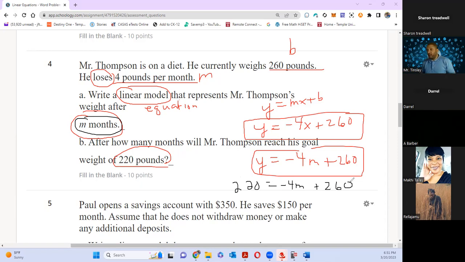And now we have to solve for m. If I need to solve for m, I need to get rid of this 260. So I'm going to subtract 260 from both sides. Whatever I do to one side, I do on the other. So I get minus 40 equals minus 4m.